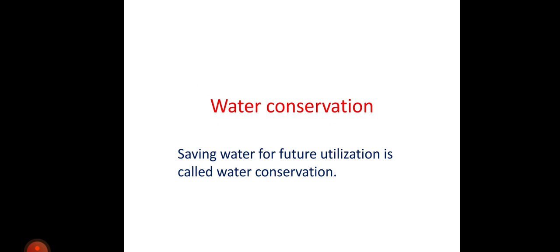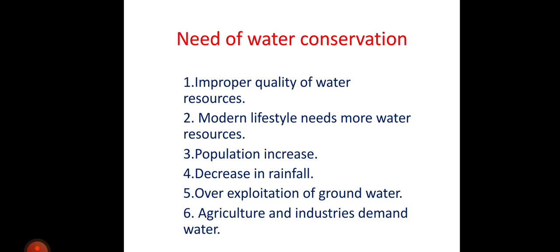Let us look at water conservation, which is the main problem. Saving water for future utilization is termed as water conservation. What is the need of water conservation? Number one, improper quality of water resources. Number two, modern lifestyle, which needs more water resources.